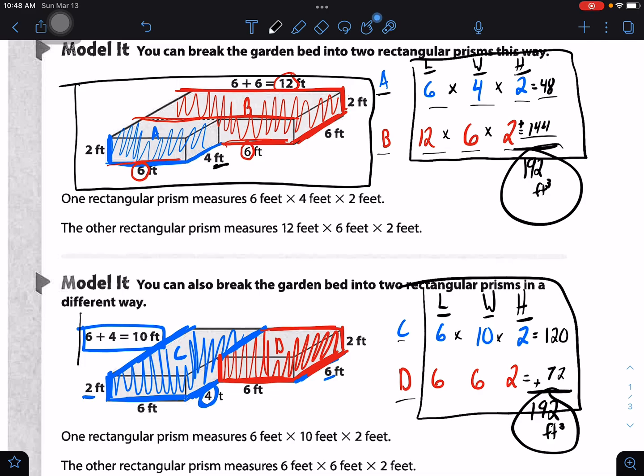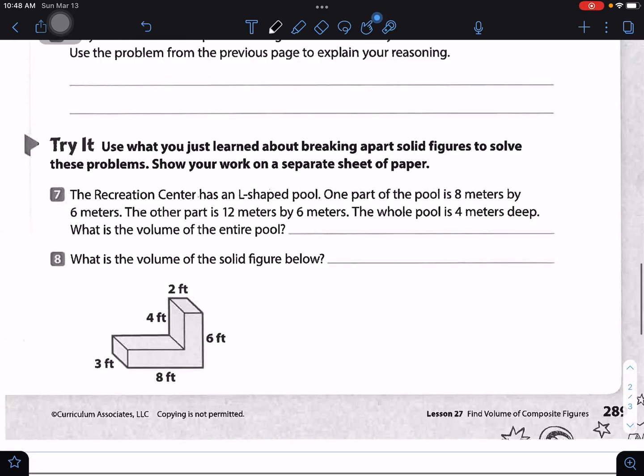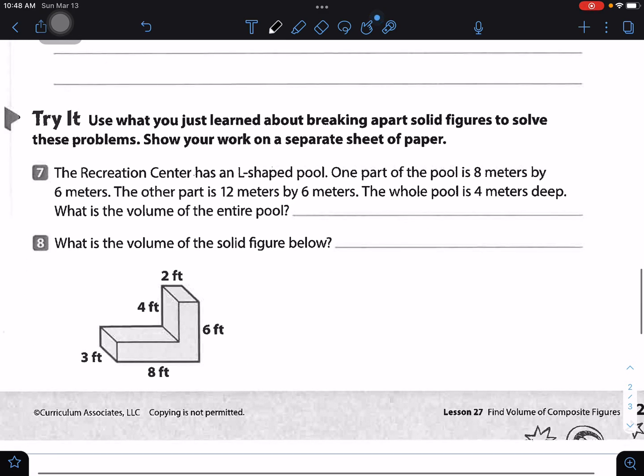Sometimes you have to add to find the missing dimensions, and other times you'll have to subtract. So let's take a look at a couple of practice problems here, and then you're going to try it on your own. So number 7, it says the recreation center has an L-shaped pool.